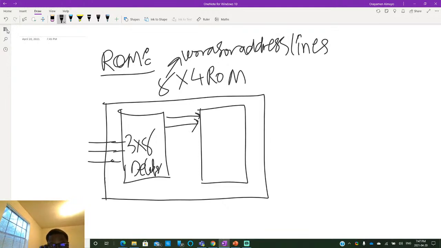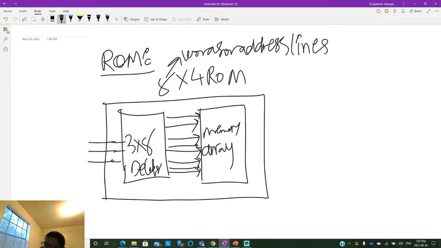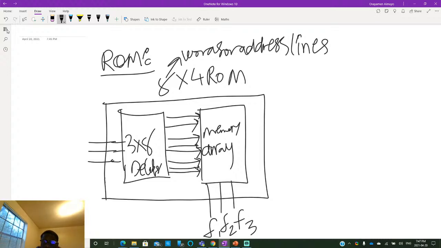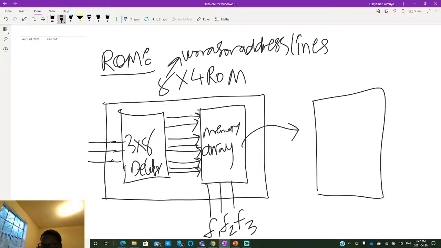So we have these eight lines, 1, 2, 3, 4, 5, 6, 7, 8. This is called a memory array. The memory array is basically a truth table, a truth table for numerous functions. In this case, let's imagine we have three functions, F1, F2, F3. Let's just expand on this truth table a bit.